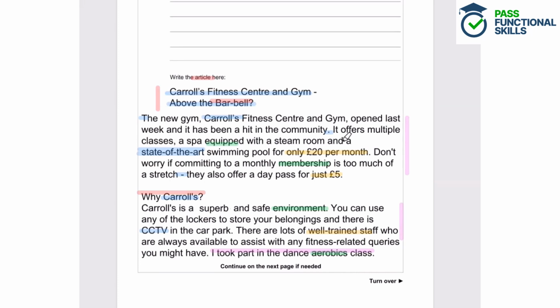The answer also uses connective words really effectively to link together ideas within sentences and within paragraphs. So, for example, we've got the word "and" that has been used to add some additional information to sentences. So, "the gym opened last week and it has been a hit in the community." So, adding that additional idea to that sentence. And we also have "and" used in lists as well. So, it's not just got classes and a spa equipped with a steam room, but it's also got this state-of-the-art swimming pool.